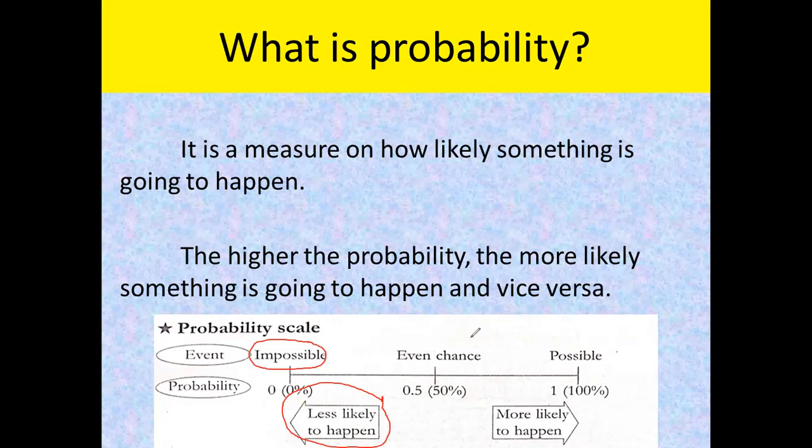Or we can also have a 50-50 chance, an even or equal chance that the event will happen. The very basic example is coin tossing. When you toss a coin, you have only two options, head or tail, so it is a 50-50 chance. Or we can use more likely that an event will happen. In the example I mentioned, it will rain this afternoon, it is more likely to happen since the sky is very cloudy.